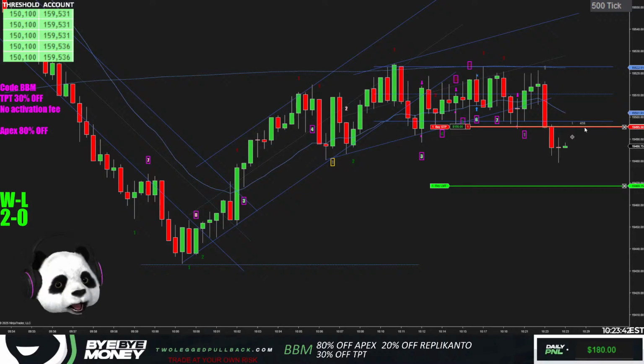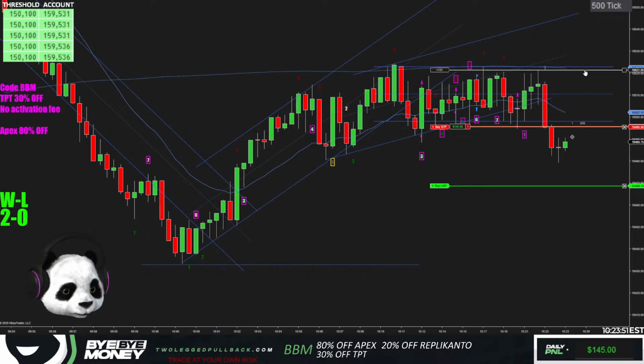I think I gotta let this cook, pandas. I gotta let it cook a little bit, no? I gotta let this cook. I'm sorry, I'm gonna let it cook. It can reverse all the way back up, but I gotta let it cook a little bit.